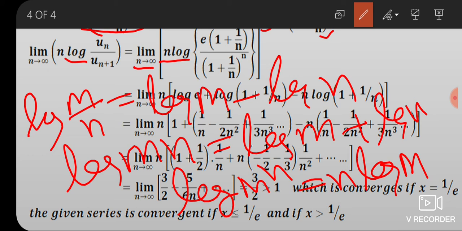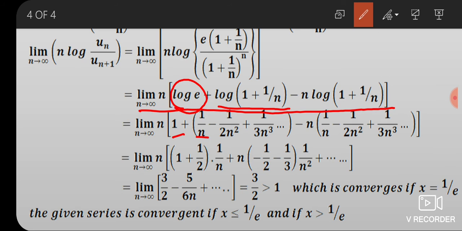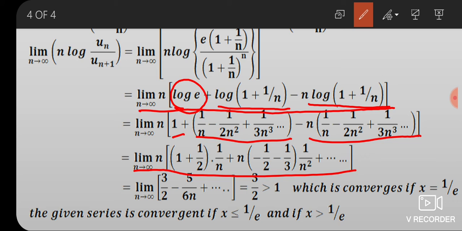The same term can be written as this. Now the value of log e is 1, and expand log 1 plus 1 upon n as this, and multiply by n. We solve the limit, and then we find this limit is 3 by 2.